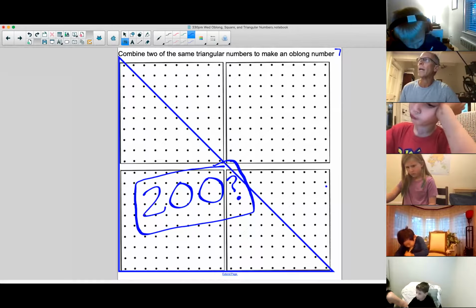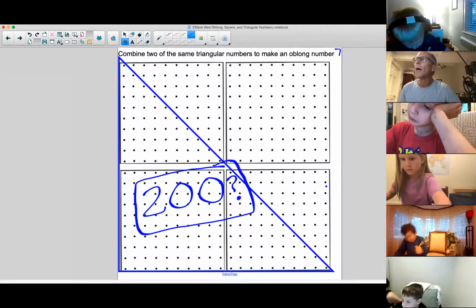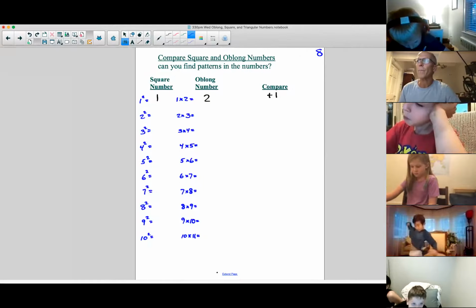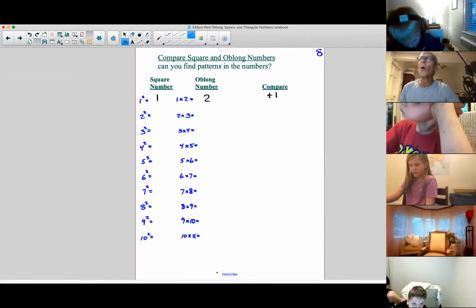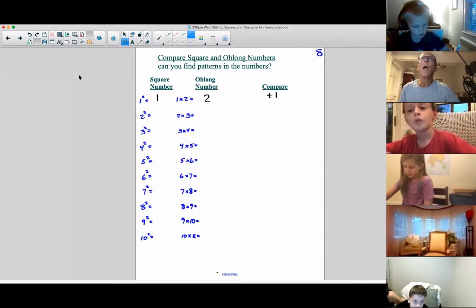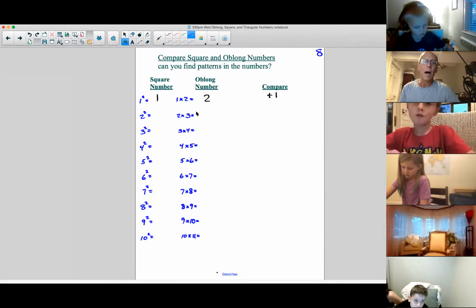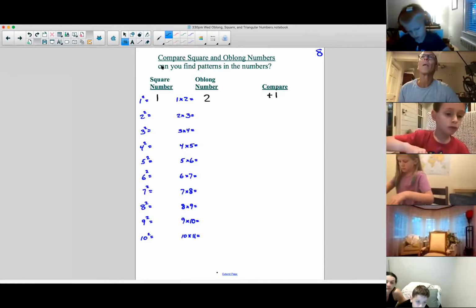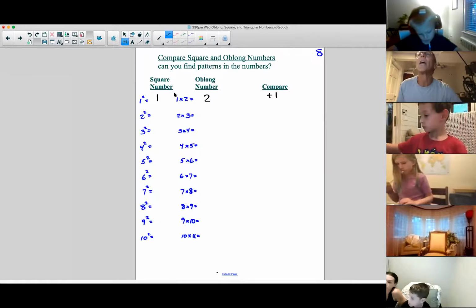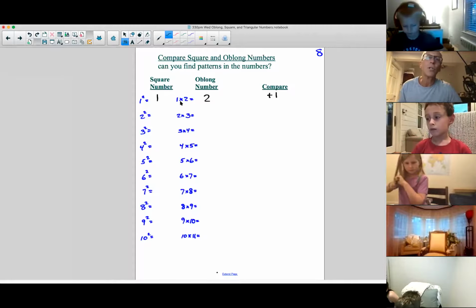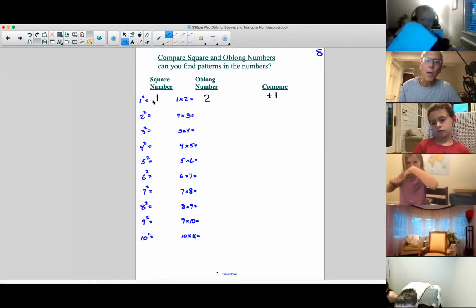All right, now I'm going to show you something really, really cool. We are going to combine square numbers and oblong numbers. Everybody go to page 8. On page 8, we have the square numbers. Who can do the square numbers first?